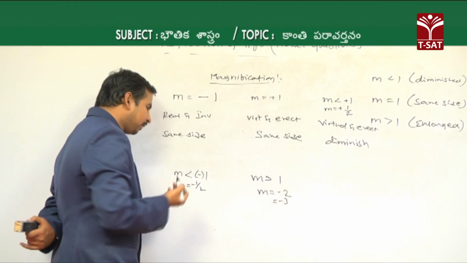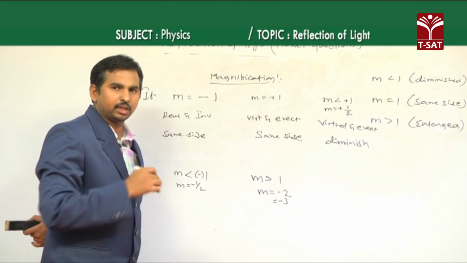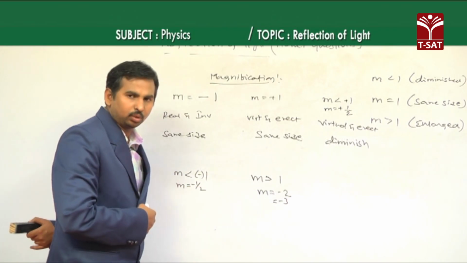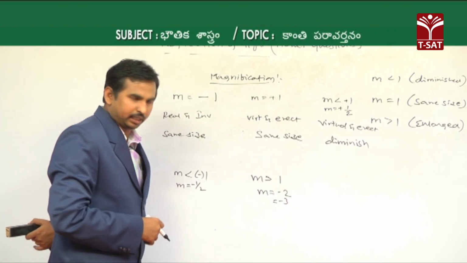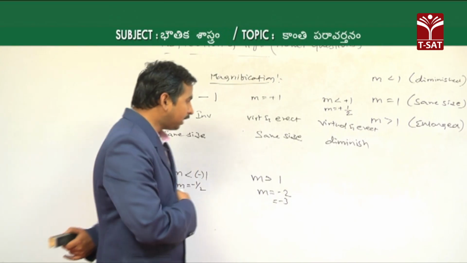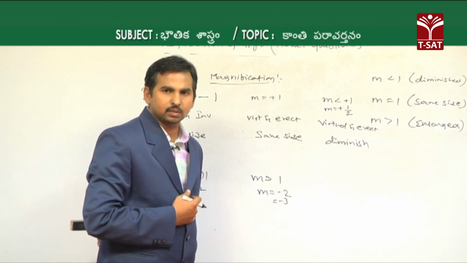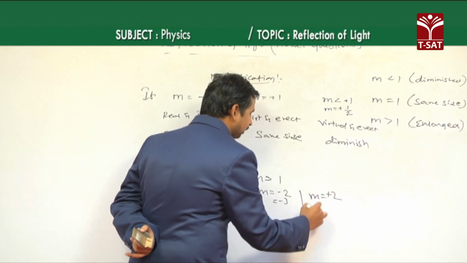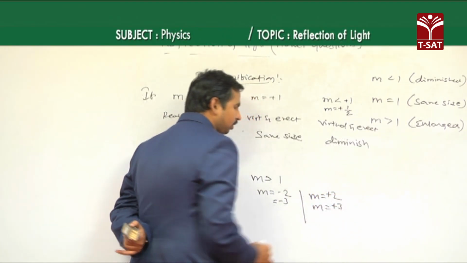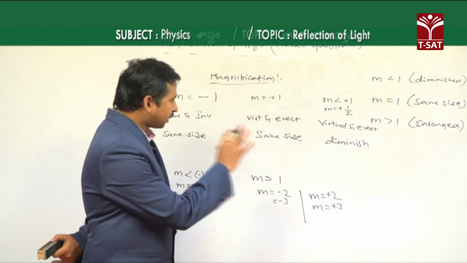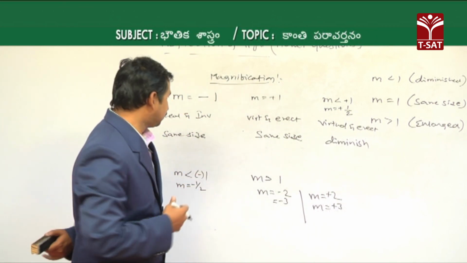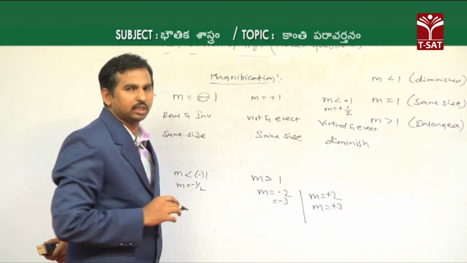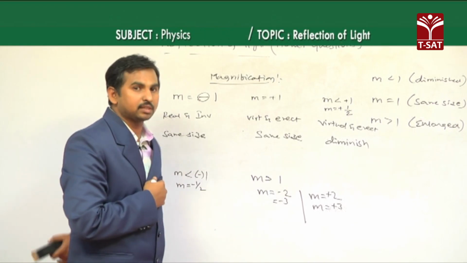And the next case, m value is less than 1, but again negative values are present, which means m equal to minus 1 by 2 like that, 1 by 3, 1 by 4 like that, but with minus. And here m value is greater than 1, but with minus values, and sometimes positive values are also possible, m is equal to plus 2 or plus 3 like that. In these cases, how do we judge? When you are given m is equal to minus 1, as I said, minus represents the inversion and 1 represents the size.